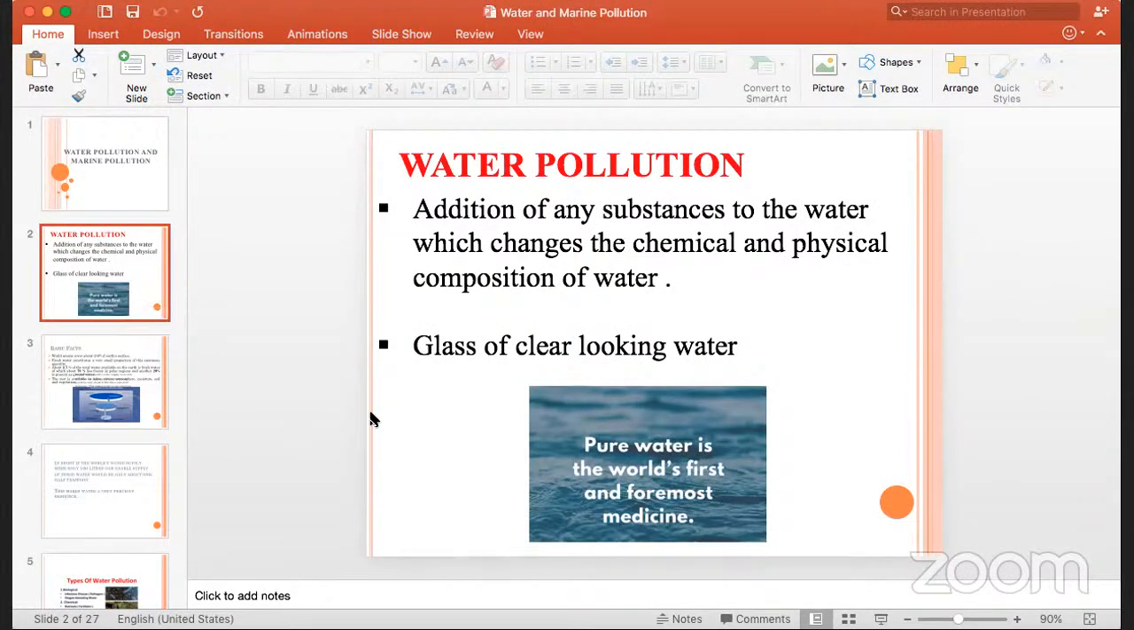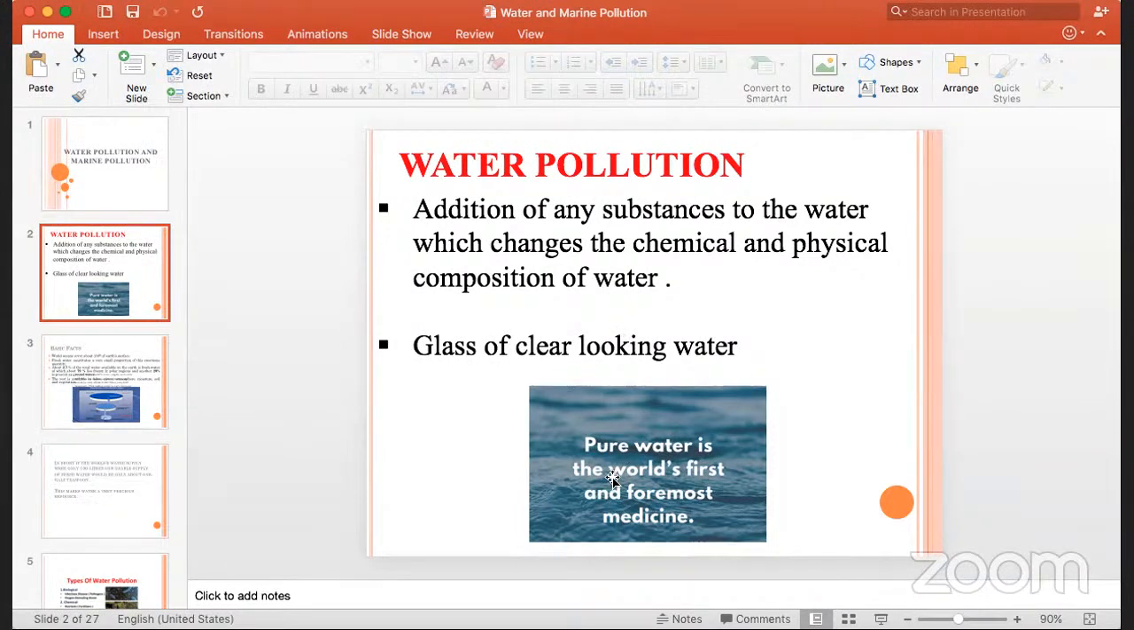Now, water pollution is the addition of any substance to the water, which changes the chemical and physical composition of water. There might be a glass of clear-looking water, but we don't know whether it is polluted or not. So there are different indicators to check if water is polluted or not. We will, of course, study later how laboratories judge whether the water is polluted or not. Pure water is the world's first and foremost medicine.